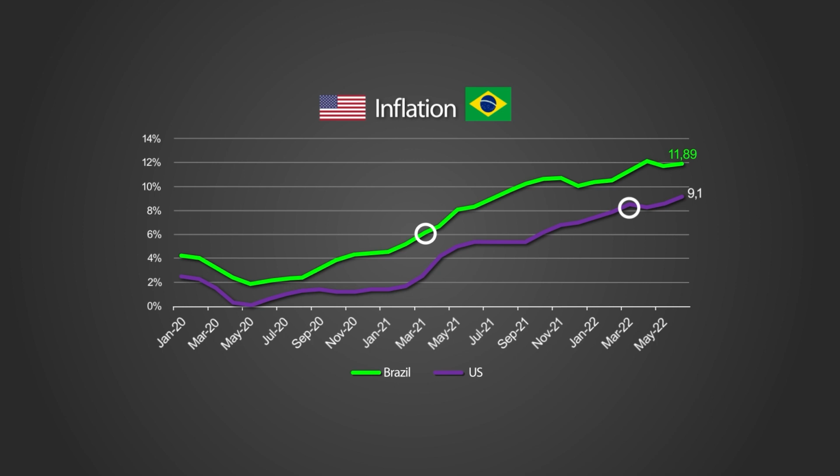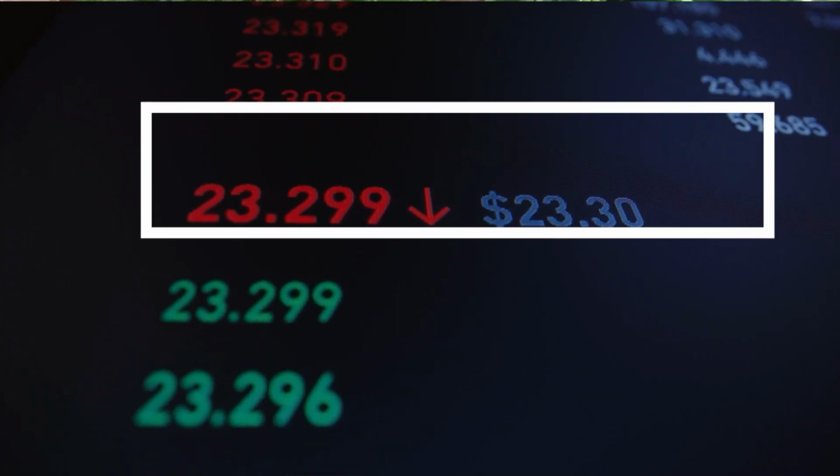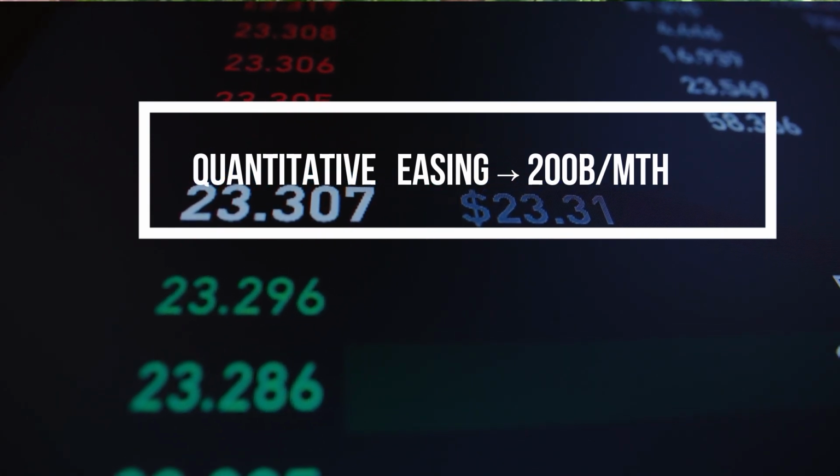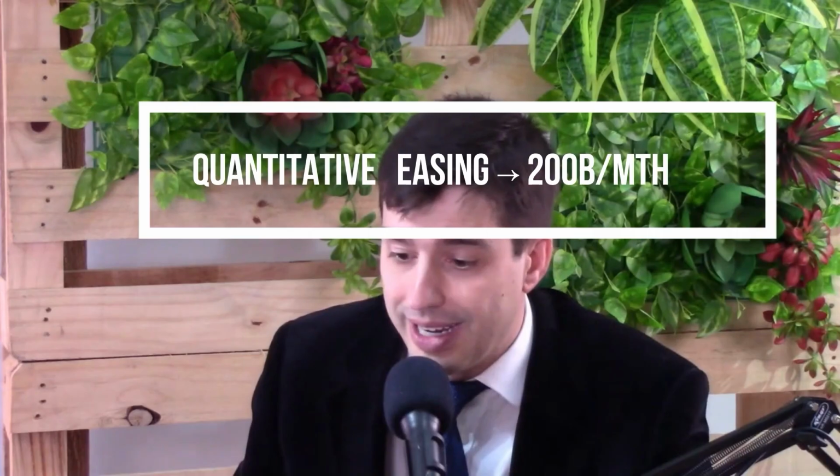Those two white circles stress when the Brazilian Central Bank and the Fed started to increase their interest rates. You can see that the time was different, but also the level. In the green line, the Brazilian Central Bank raised its interest rate when the inflation was around 6%, while in US it was around 8%. But don't forget quantitative easing, when the US government started to purchase $200 billion in bonds a month for many months actually. So you should take that into account.